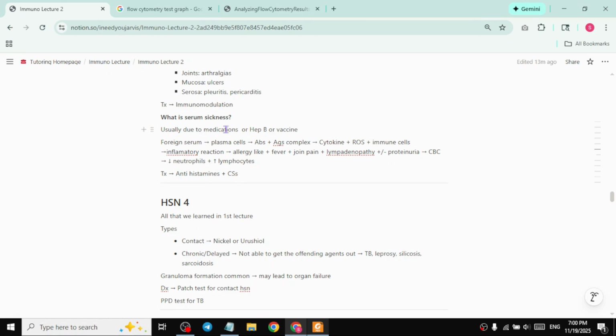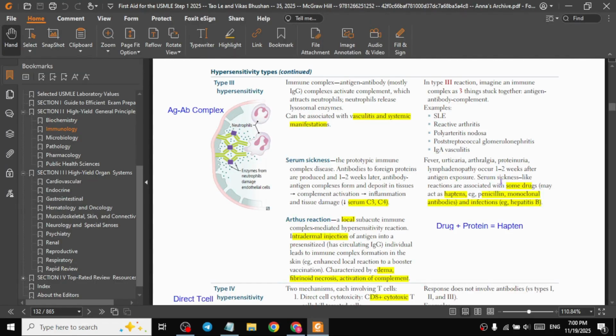Usually it's because of some sort of medications, right? It can be an antiepileptic, or it can be an antibiotic, and/or hepatitis B, and/or a vaccine, right? Usually what these do is they go inside the body, right? They attach to proteins, okay? And the proteins turn into something called haptens, okay? Drug plus protein equals haptens, okay?